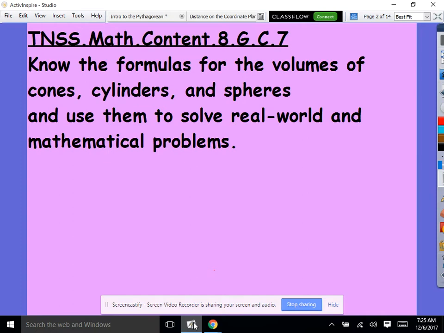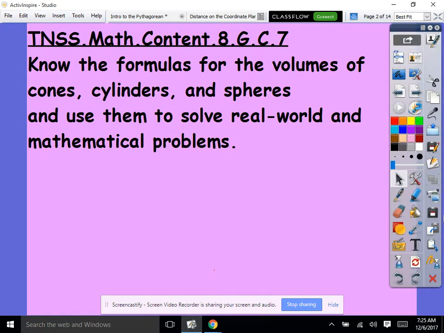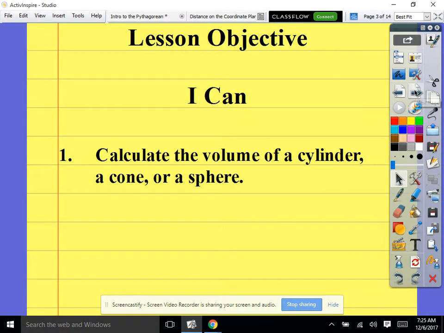Tennessee State Standard is to know the formulas for the volumes of cones, cylinders, and spheres and use them to solve real-world and mathematical problems. New lesson objective, I can calculate the volume of a cylinder, a cone, or a sphere.